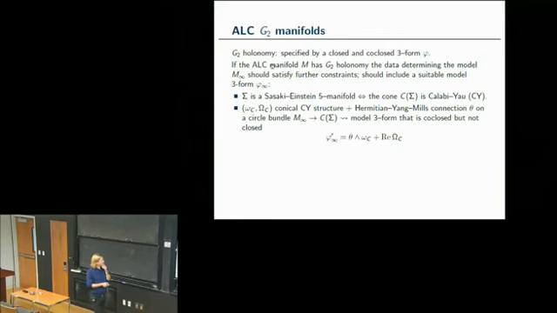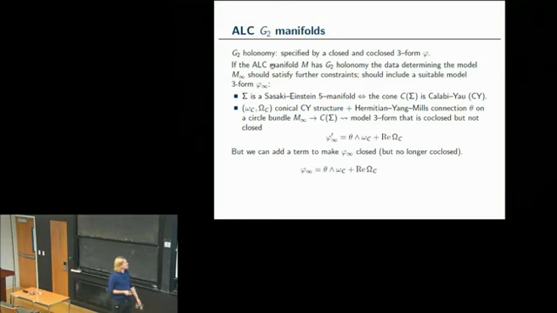And once you have a conical Calabi-Yau structure, then if you further constrain the connection that you're specifying on this circle bundle over the cone to be Hermitian-Yang-Mills, you have an obvious G2 structure, which is the obvious thing you would do just by taking the product. But in general, if you make this Hermitian-Yang-Mills, that will be co-closed but not closed.